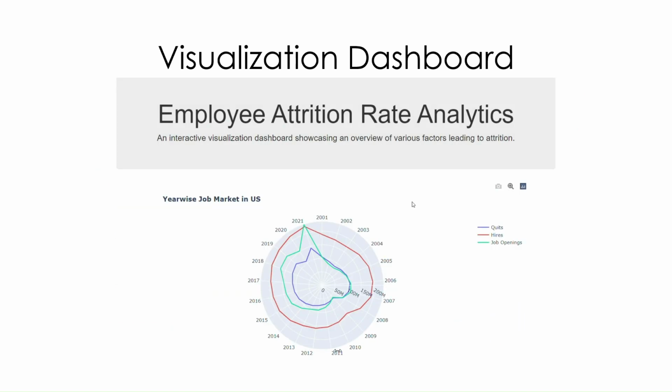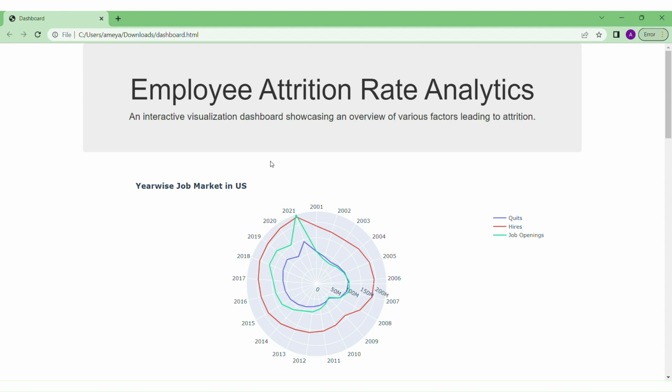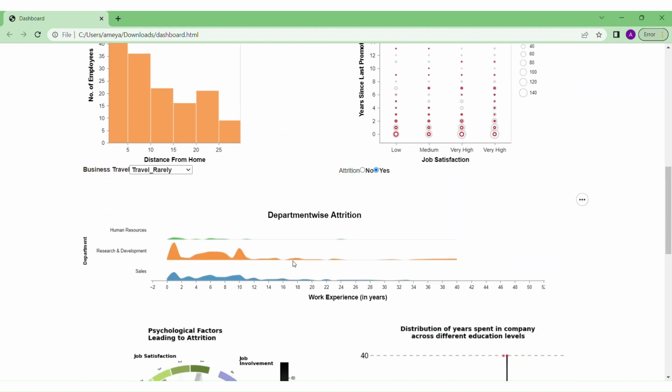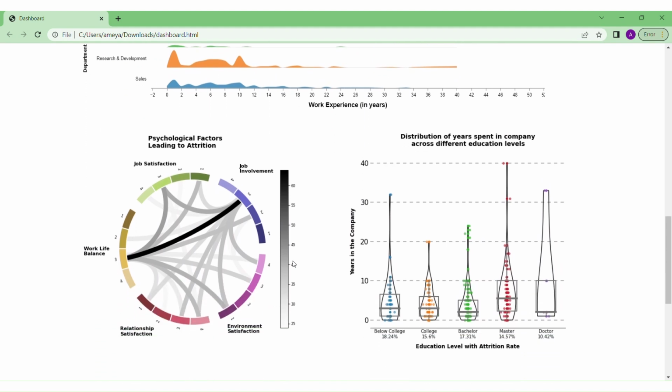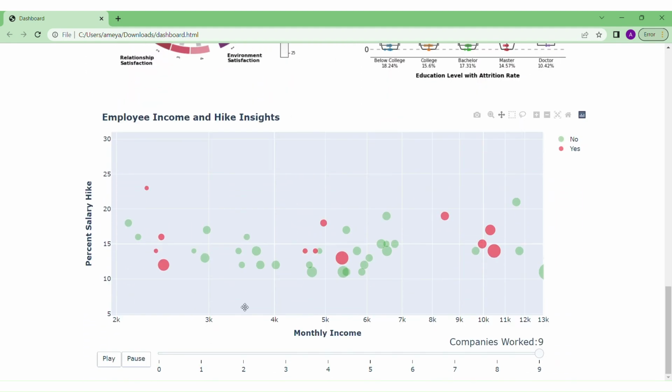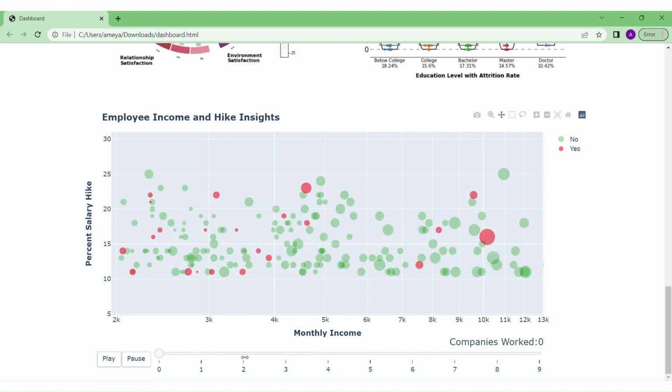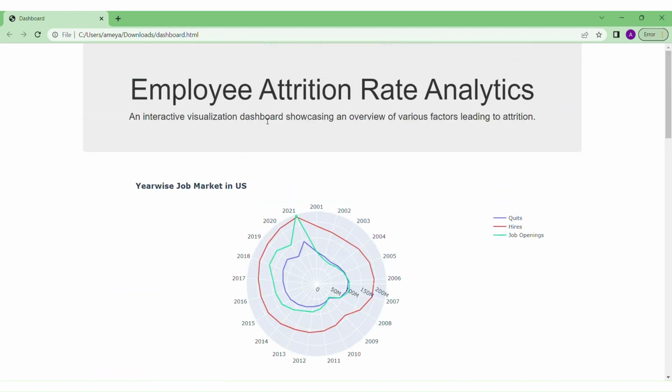This is the final visualization dashboard, which I can show in Google Chrome. So this is the radar chart, the interactive plots, the ridgeline plot, the chord diagram, volume plot, and this is the bubble plot, which also represents the designation of particular employees. You can slide this. Talking about the insights from this, we can see that the attrition, or let's say the number of quits increased, the number of job openings also increased, although the hiring stays the same. There has been an increase in the job openings in 2021.